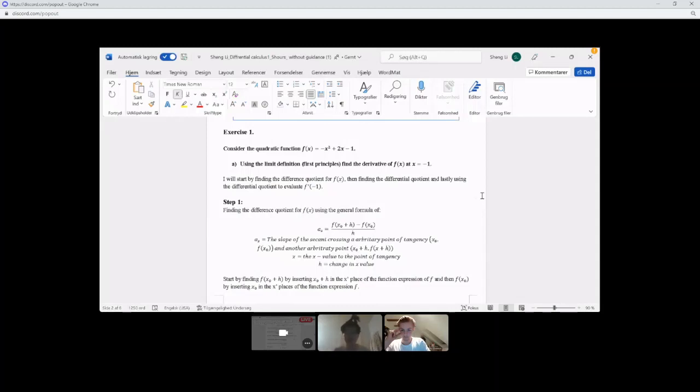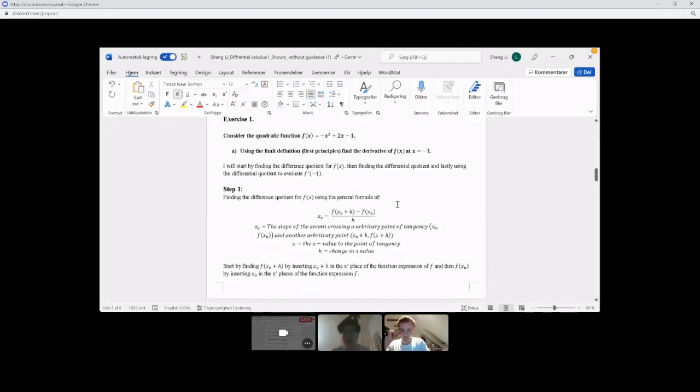So let's just start with the part A of the exercise 1, and this is about using the first principle to find the derivative of f of x at x is equal to -1. To do this, our approach will be starting by finding the difference quotient for f of x, and then find the differential quotient, and lastly use the differential quotient to evaluate f prime of -1.